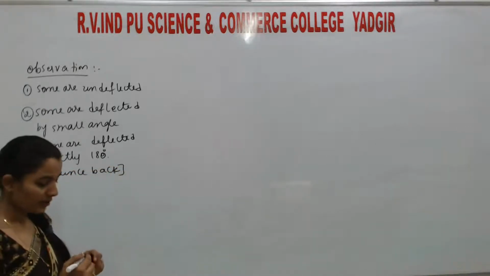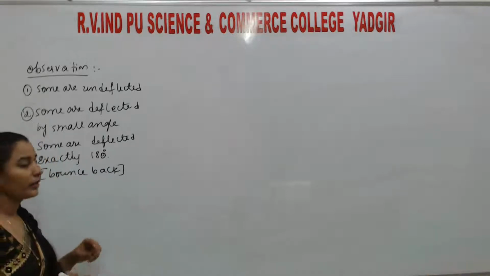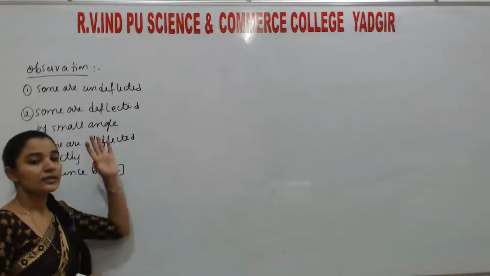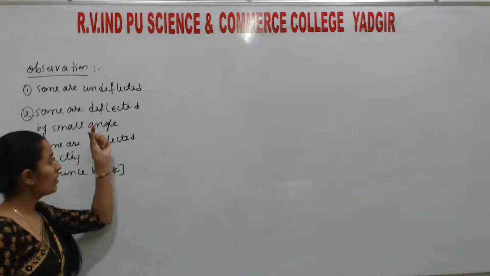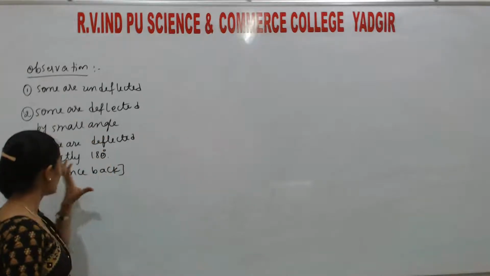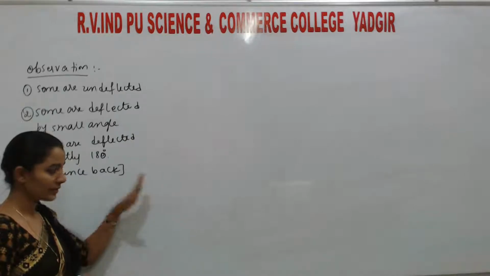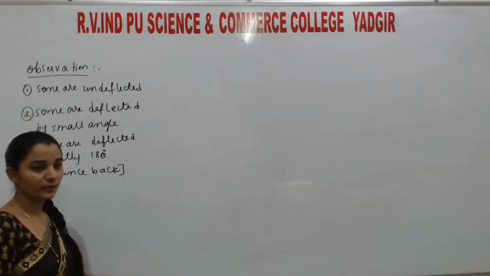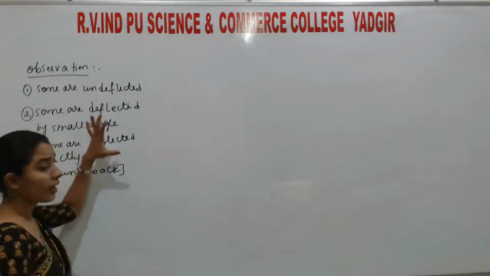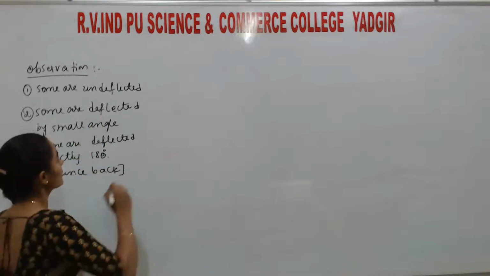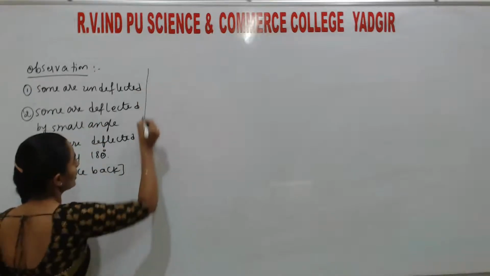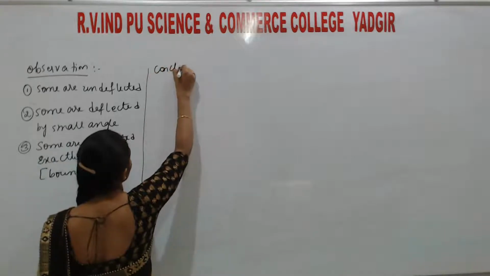So these are the observations done by that experiment. Some rays are undeflected, some are deflected by a small angle, and some are exactly bounced back at 180 degrees, which means they are exactly reflected. So from this observation, what did he conclude? What is its conclusion?